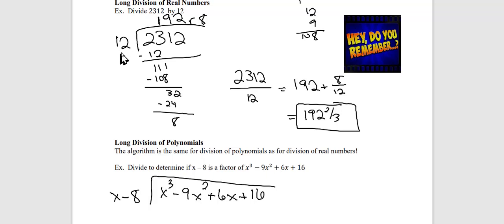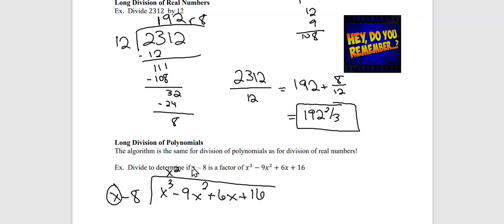When we did the division of real numbers, we looked to see if 12 went into the first thing here, the 2. It did not, so we moved on to the 23. We're going to do the same thing here. We are only going to focus on the first part here, though, because the rest of the stuff will work itself out in the work we do. So how many times does x go into x cubed? Well, another way to ask that is to say, what would I have to multiply x by to get x cubed? And the answer is x squared.